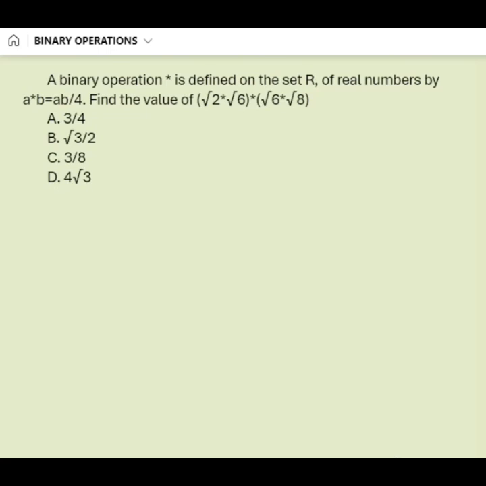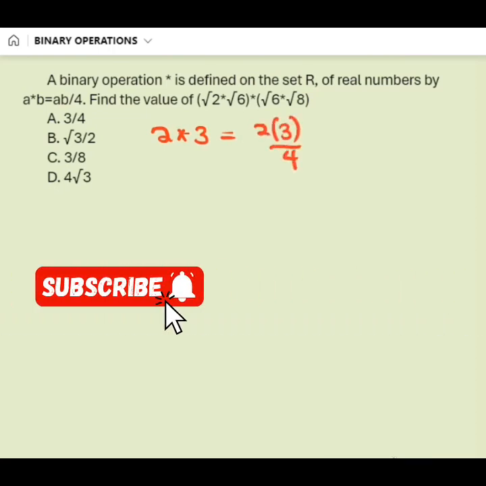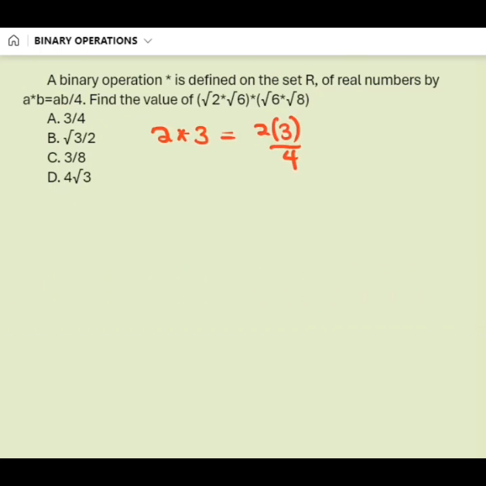So here it says a binary operation star is defined. That means whenever I have two numbers, let me say for example 2 star 3, that it is equal to 2 times 3 all over 4. Okay, so that's what this is trying to say.